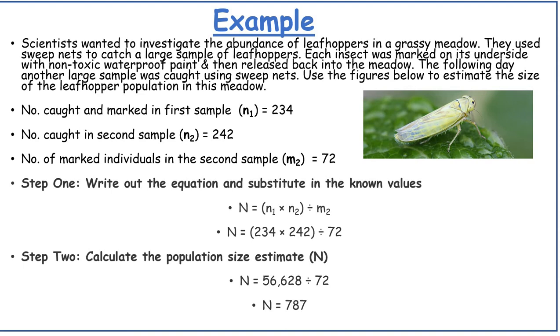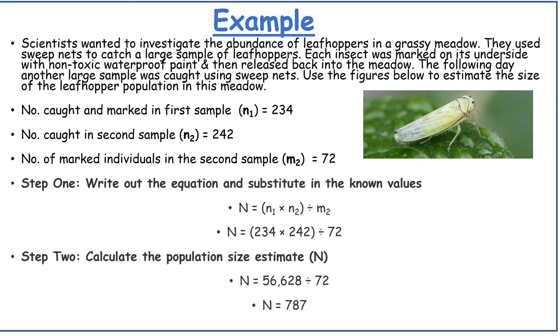So now just a worked example. So scientists wanted to investigate the abundance of leaf hoppers in a grassy meadow. They used sweep nets to catch a large sample of leaf hoppers. Each insect was marked on its underside with non-toxic waterproof paint and then released back into the meadow. The following day, another large sample was caught using sweep nets. Use the figures below to estimate the size of the leaf hopper population in this meadow.